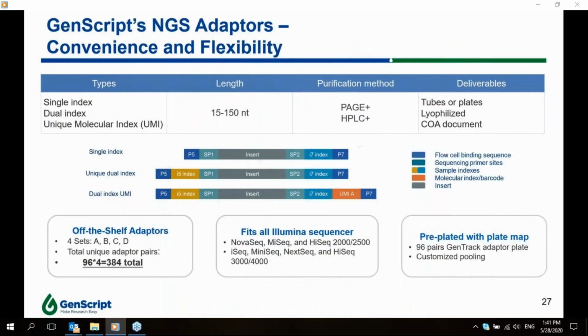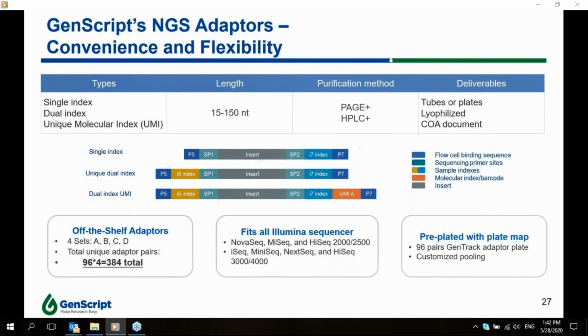With high quality oligos, we offer many kinds of adapters that can be used to make NGS libraries and specialty NGS libraries. Shown here are some examples. So we offer simple one index adapters, as shown on the top of these three diagrams. And we also offer unique dual index adapters. And this is highly recommended by Illumina and also by us for all NGS applications, if you have the ability to do so.